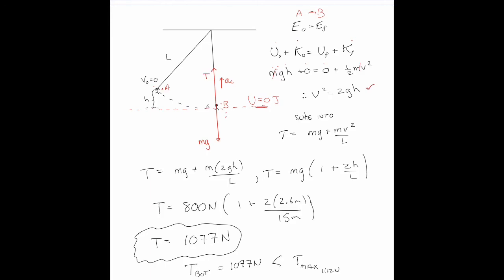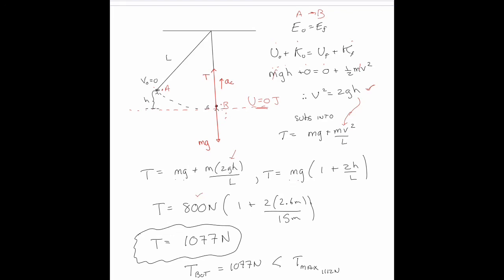The reason I left it as speed squared is because I needed to put it into the tension. So I'm putting in for v squared right there, and then I factored out mg. Then I looked up above and got the weight of Tarzan, the height, and the length of the vine, which is 15 meters. This gives me the tension of the vine at the bottom. In the problem, the maximum tension was 1112. We found that the tension at the bottom is 1077, which is less than the breaking strength of the vine. Therefore, the vine doesn't break.